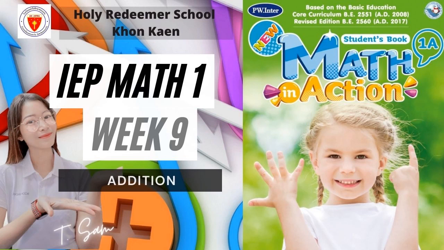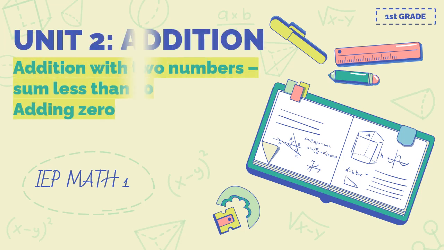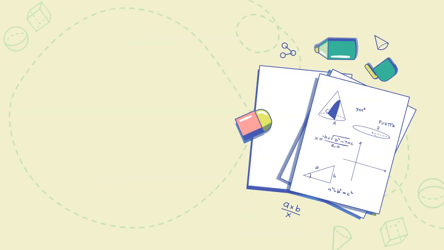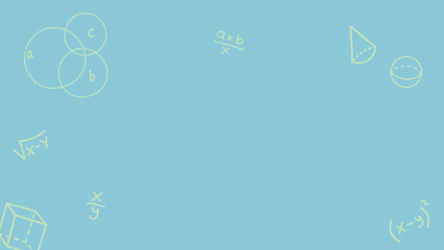Watch closely and listen carefully to our lesson for today. Are you ready? Let's go! Unit 2, Addition. Addition with two numbers, some less than 10, and adding 0. First, let's talk about adding two numbers with a sum less than 10. Let's learn the basics of addition.